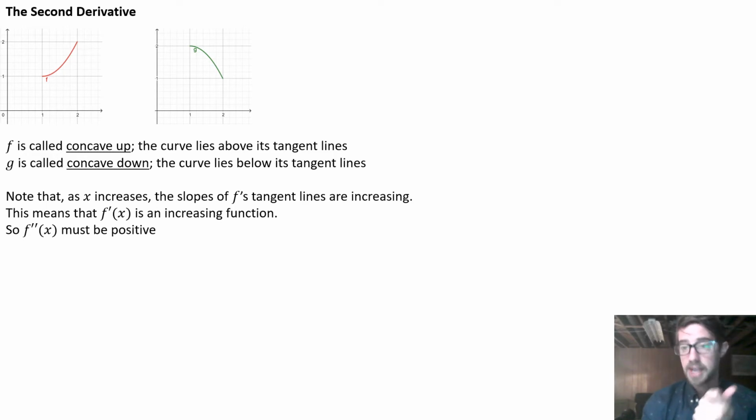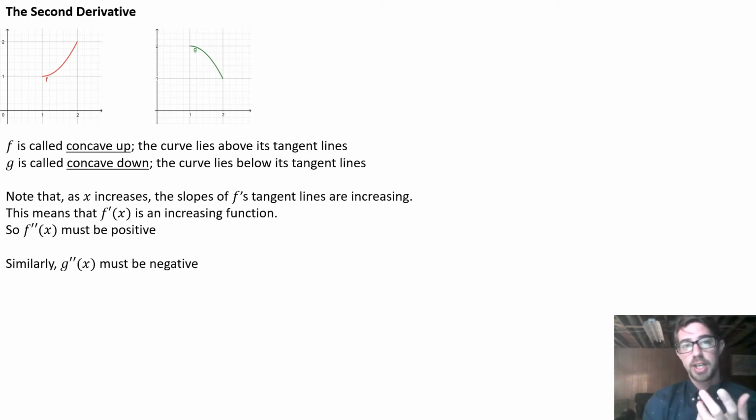So you can look at a graph and see whether or not f double prime is positive or negative. So f prime being positive or negative makes the function increase or decrease. f double prime being positive or negative makes the function either concave up or concave down. And it's the same vice versa.